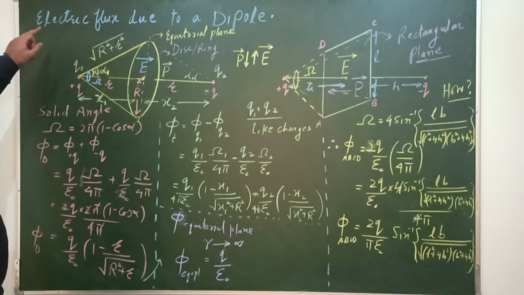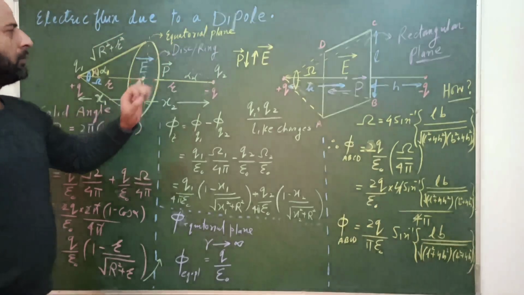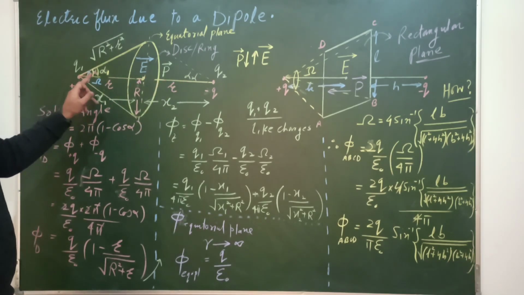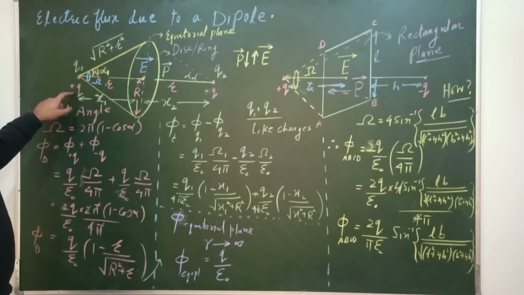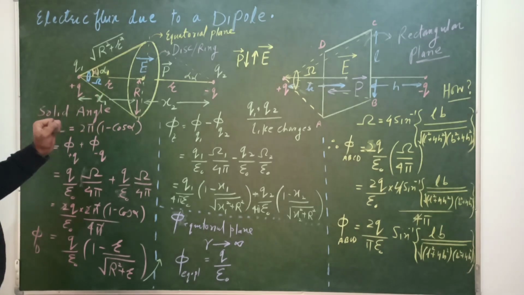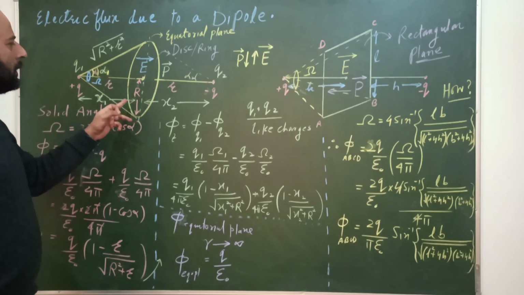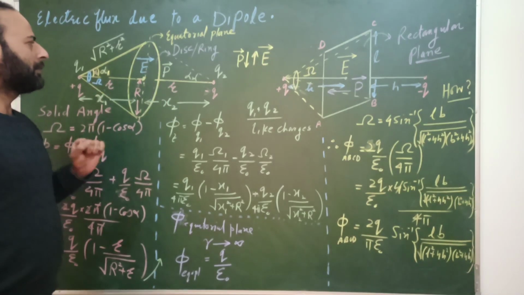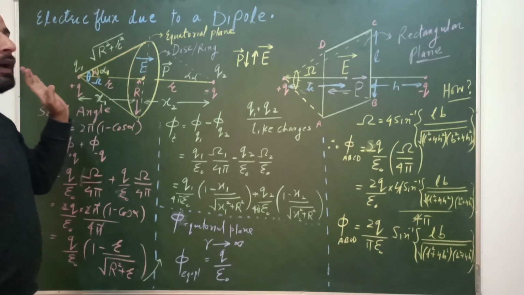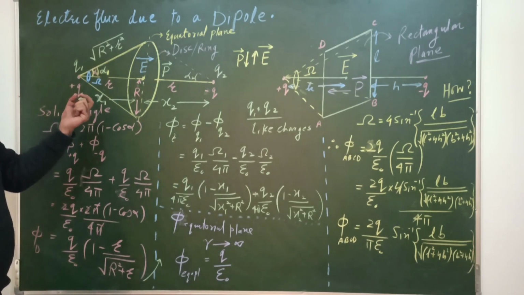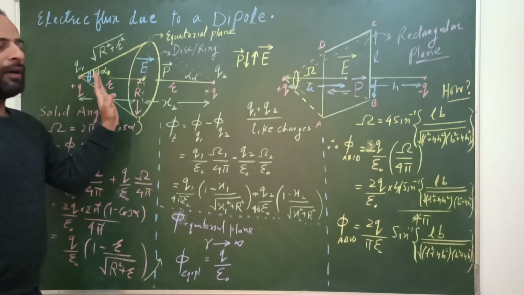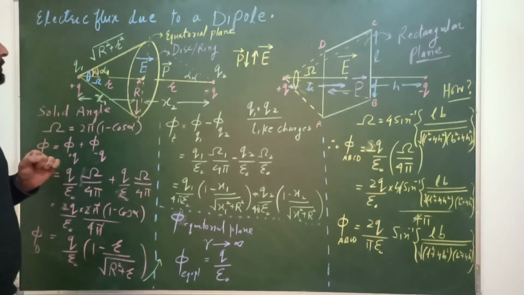How to calculate electric flux due to a dipole? So I have taken here an electric dipole, a system of two equal and opposite charges. This is plus Q and this is minus Q. Now I have to find what is the electric flux through a disc or a ring in the equatorial plane of the electric dipole. Suppose the radius of the ring or the disc is R and each charge is at a distance of R from the disc on either side of the disc.